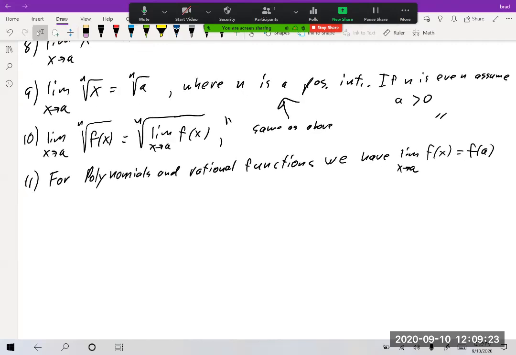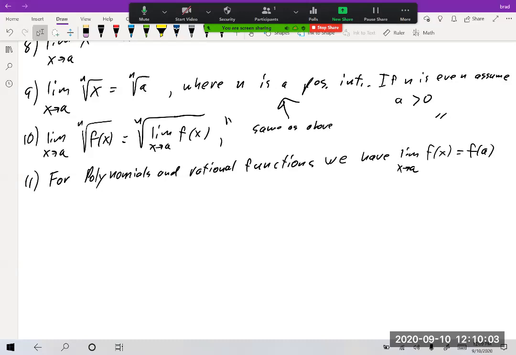These next two, the limit of the nth root of x is equal to the nth root of a. Again, we're just plugging in a, but a must be a positive number if n is even, so we don't get imaginary or complex values. The limit as x approaches a, here at number 10, of the nth root of f of x behaves very similar to the previous one. You're allowed to take the limit of f of x as x approaches a, and then just take the nth root of it. Again, same as above, n is a positive integer, and f of x has to be greater than 0 if n is even.